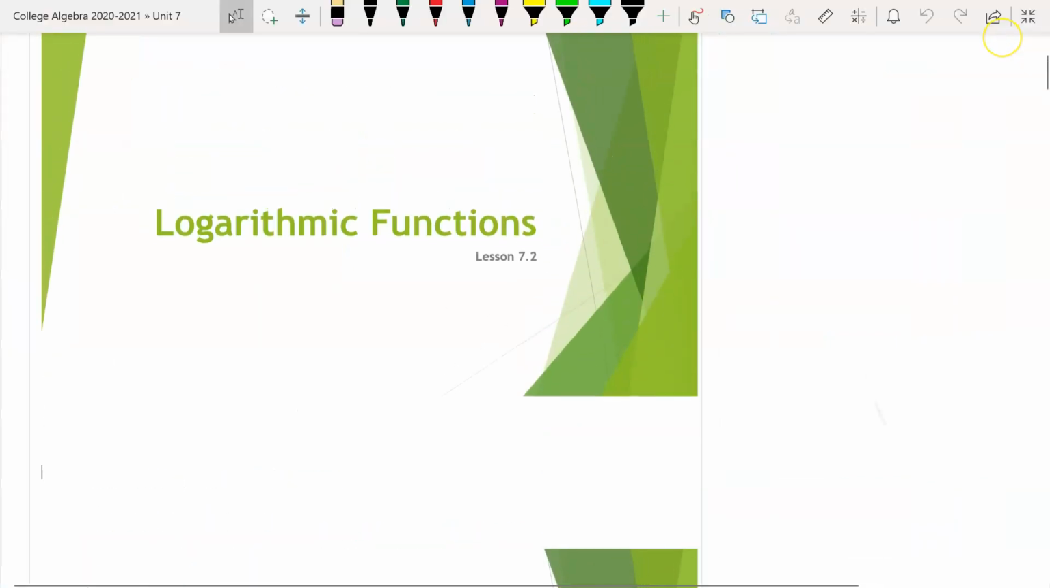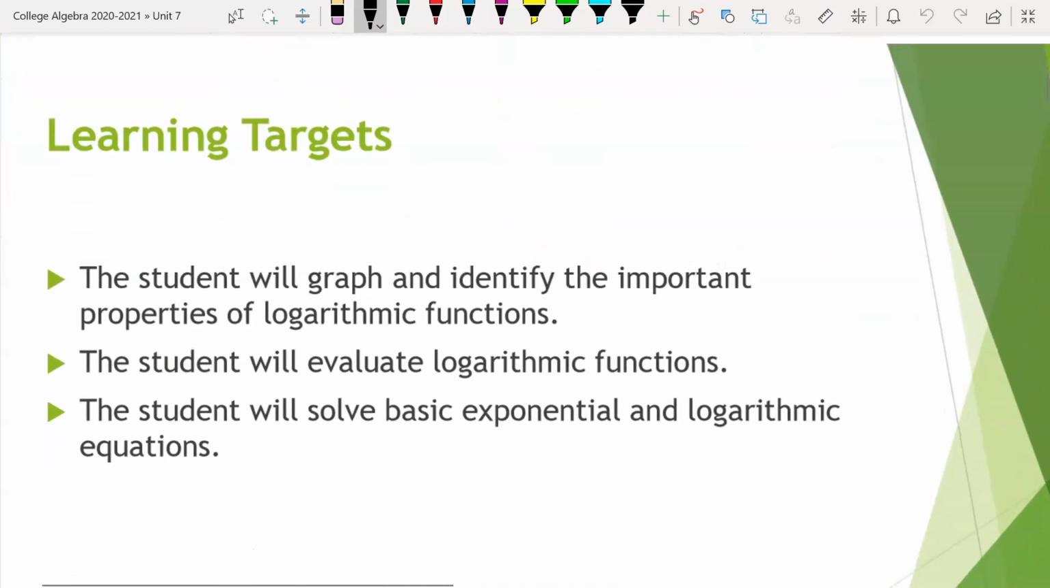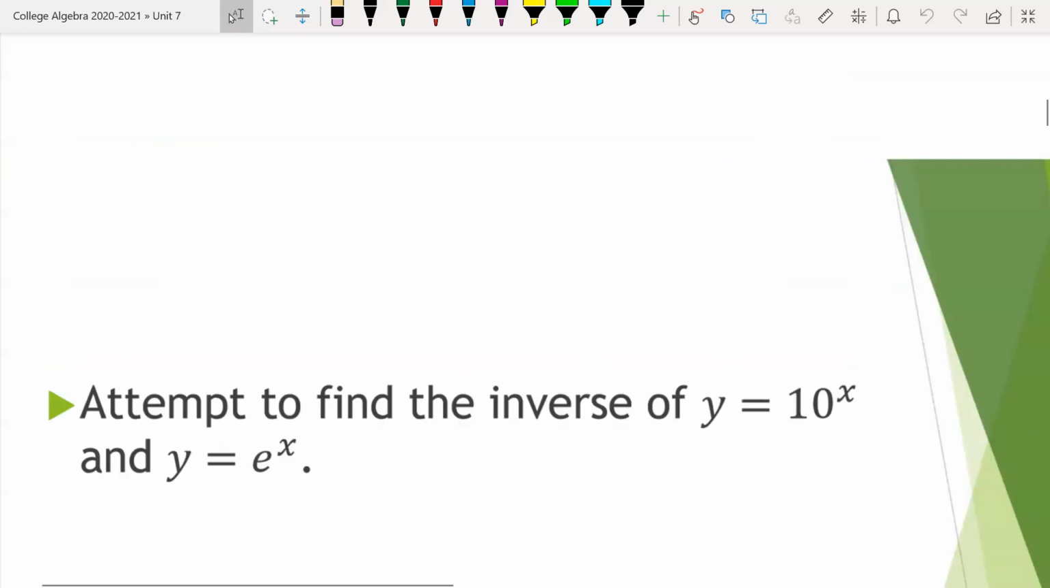Okay, now that we've talked about exponential functions, we're going to talk about logarithmic functions. And these are the inverse of exponential functions. So, our goal here is we're going to graph and identify the important properties of log functions. We're going to evaluate log functions, and we're going to solve basic exponential and logarithmic equations.